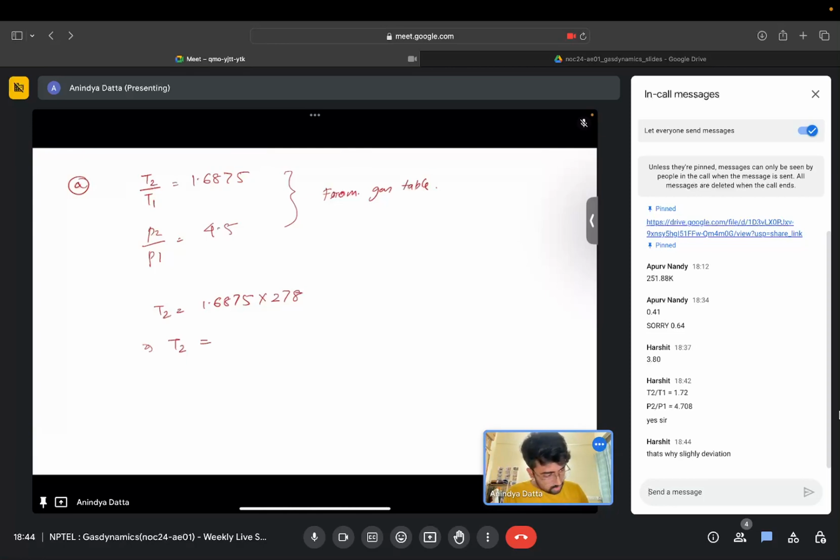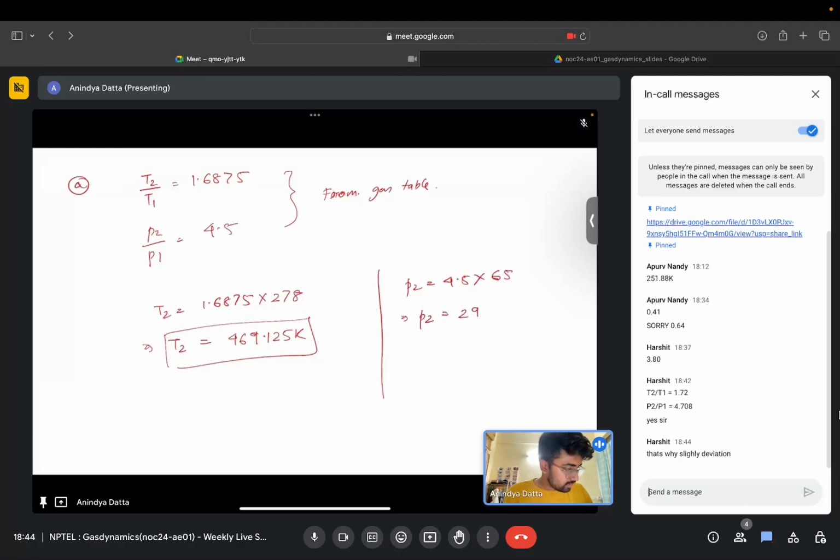1.6875 into 278, which is 469.125 Kelvin, and P2 will be equal to 4.5 into 65, so P2 will be 292.5 kilopascal.